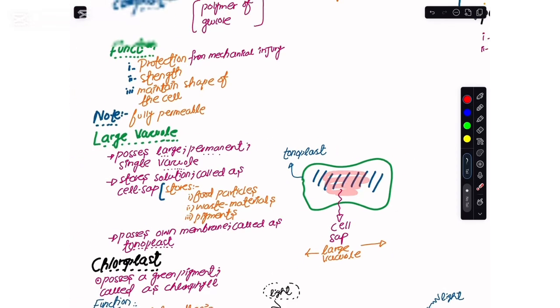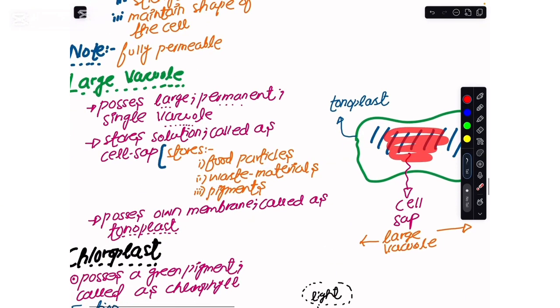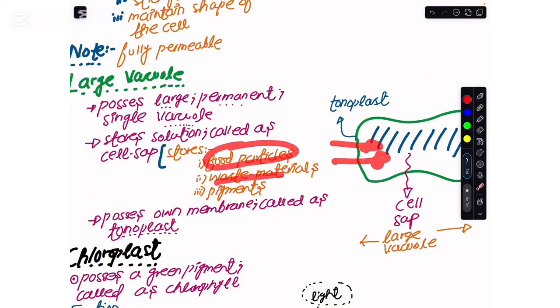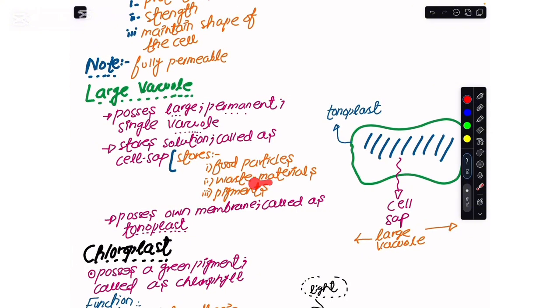Now the situation here is that, fine, we have the large vacuole, and it is storing the cell sap. What we have in the cell sap would be the food particles that are going to be stored here. The waste materials are going to be stored here. And some of the pigments, like when you go to the market to buy some vegetables and fruits, you may have observed that they have multiple colors, isn't it? From your junior classes, you know about one of the pigments, and that is chlorophyll, which is stored within the chloroplast and imparts the green color to the leaves.